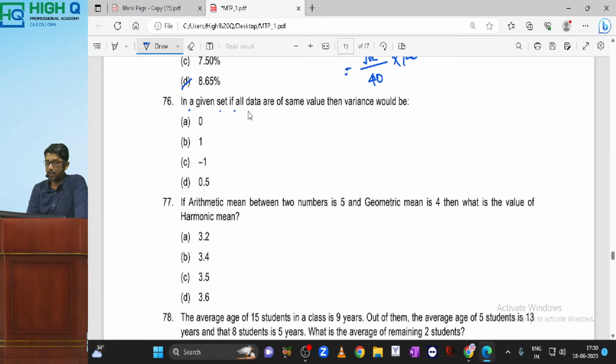In the given set, all data of same value, then the variance would be, listen here, there is no deviation. If there is no deviation, there is no variance, so 0.